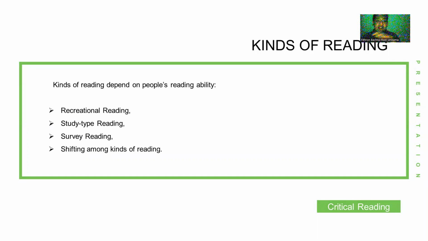And then the last is shifting among kinds of reading. Shifting among kinds of reading is about mixing all kinds of reading. So from recreational reading, study type reading, and survey reading, you can combine these three kinds of reading, and that's shifting among kinds of reading skills.